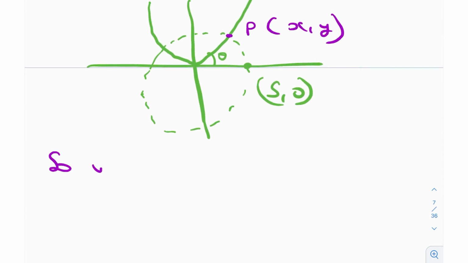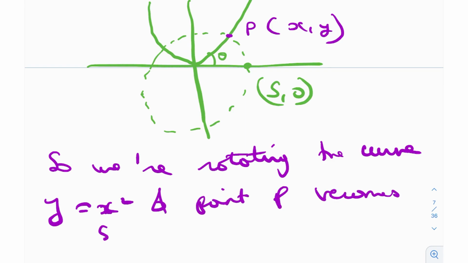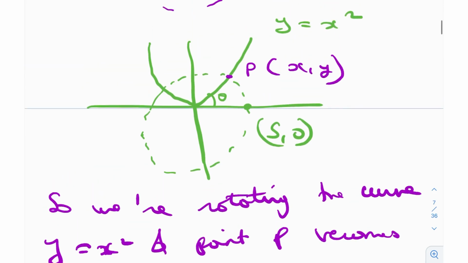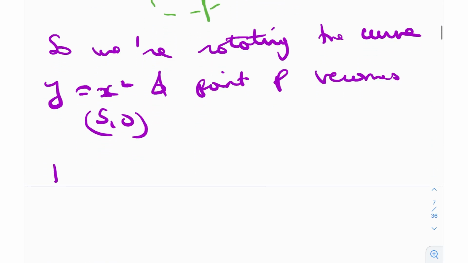So we are rotating the parabola, or rather the curve y is equal to x squared, and once you rotate it by an angle theta, point P becomes (phi, 0). You see point P is on this curve. If you just forget the circle for a moment, point P is effectively on the curve, and once you rotate that curve, this point P will eventually become (phi, 0) after a little bit of rotation by an angle theta, right?